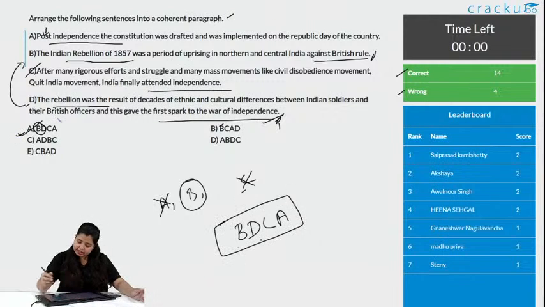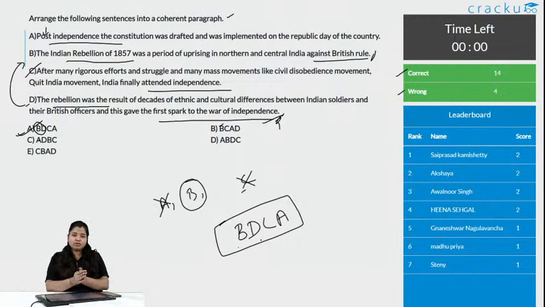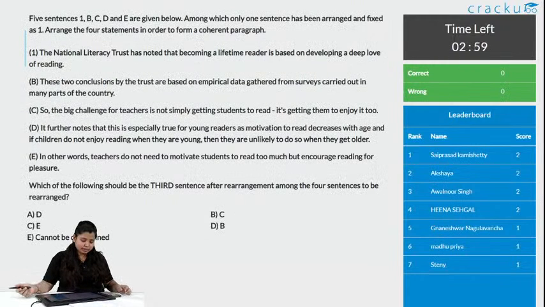Option A is the correct answer, and 14 people got this correct. Now, let us go to the next question. This is a set of 3 questions. One sentence will be fixed, I am telling you before, so that you can solve it more quickly. Chalo, this is the next question.